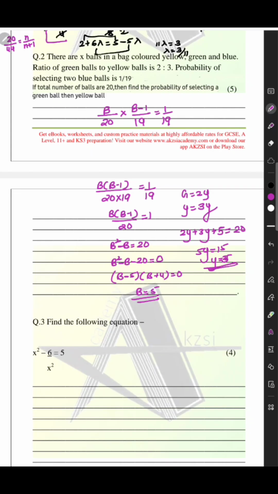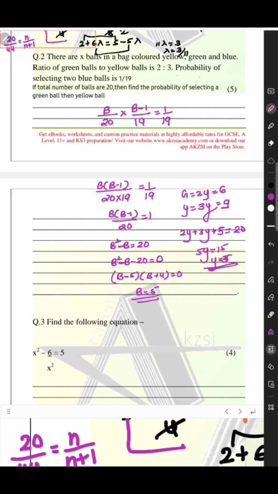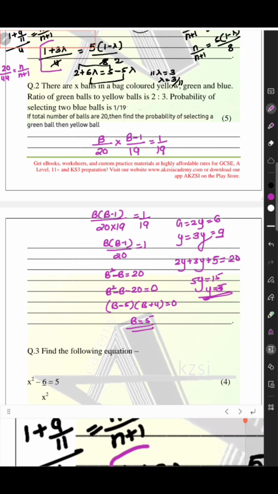So we get to know that the greens are 6 and yellow are 9. So these are basically the number of balls.